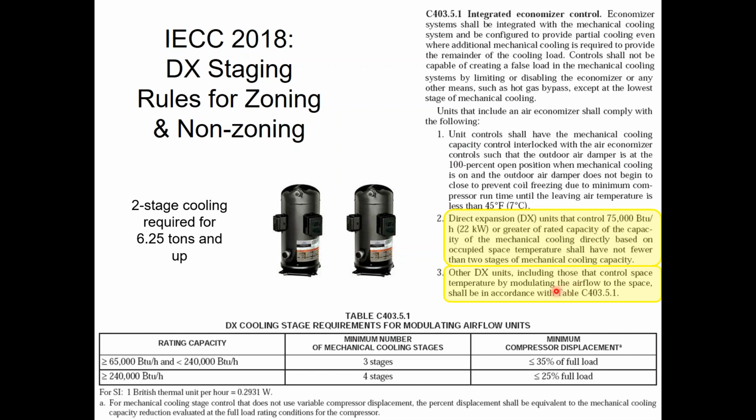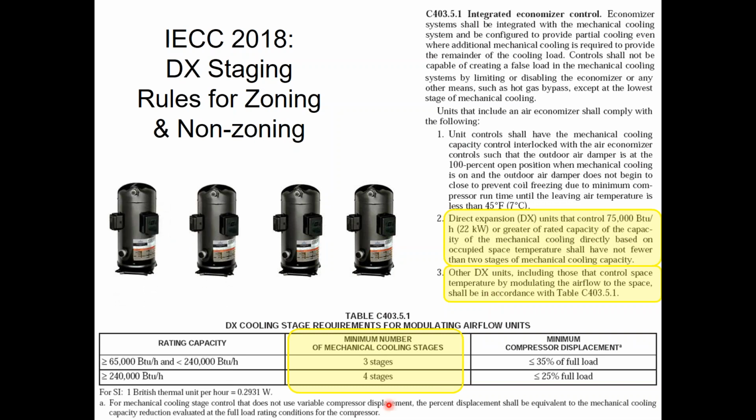Then if you have systems, once again, that control the space temperature by modulating airflow, i.e. zone damper systems, VVT, VAV, Honeywell, whatever, then you have to follow this table, which now if you have 65,000 BTUs and up, you need at least 3 stages. And if you get to 20 tons and up, you need 4 stages. And hot gas bypass does not count as a stage. So if you're going to put in, say, a 10-ton rooftop with VVT, you're going to need a modulating VFD fan, and you're going to need 3 stages of compression for a 10-ton rooftop, because 10 tons is 120,000 BTUs, so that's 3 stages. So you're going to have to do that on those VVT-style jobs.